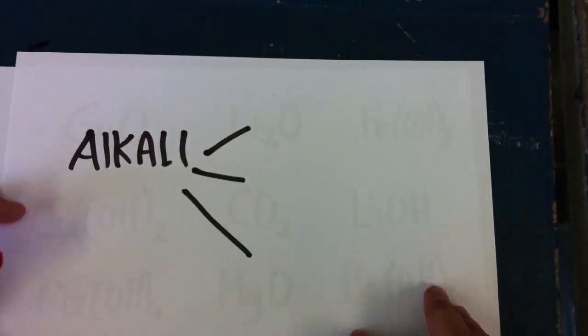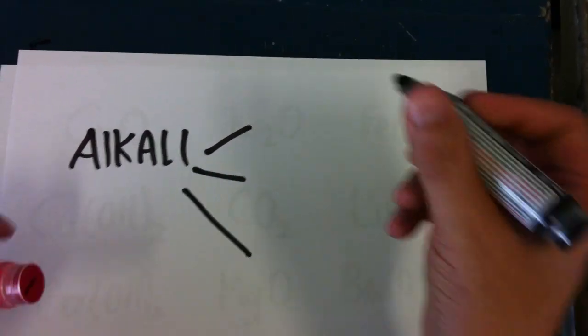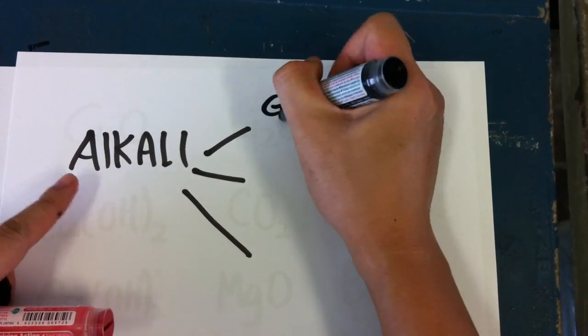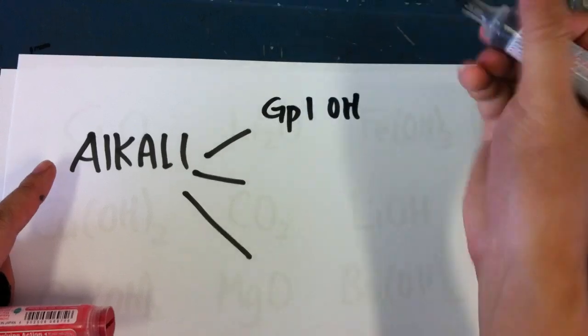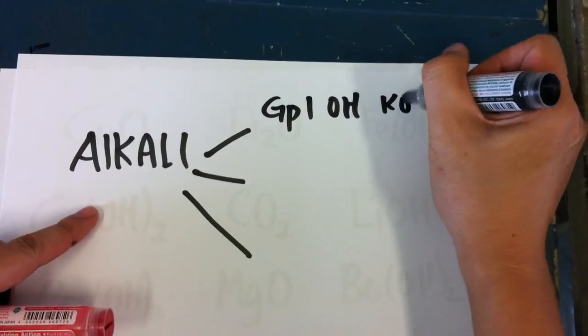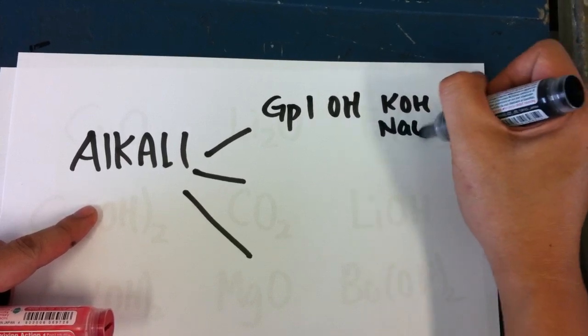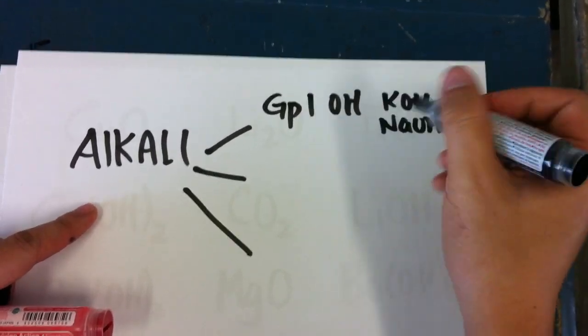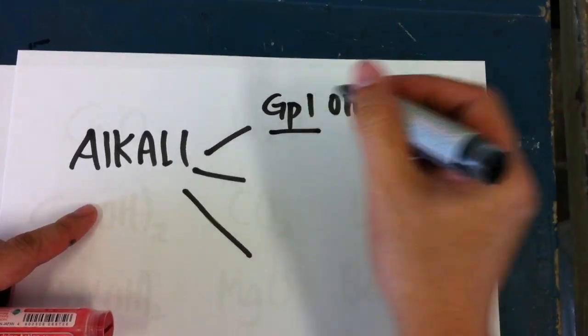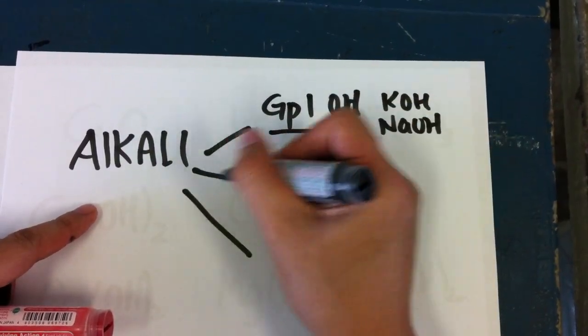So alkalines can be classified. How do we know which are alkalines? Simple. All group 1 hydroxides are alkaline. Example, KOH, NaOH. They are found in group 1. It's a group 1, it's a hydroxide, it's an alkaline.